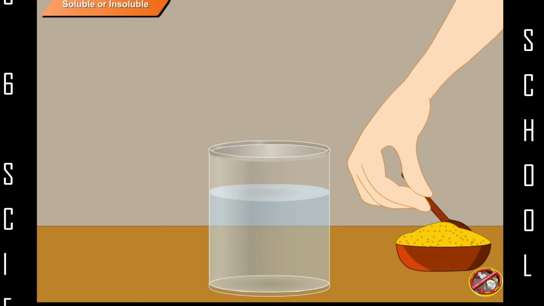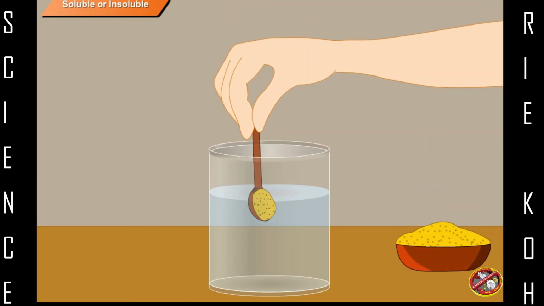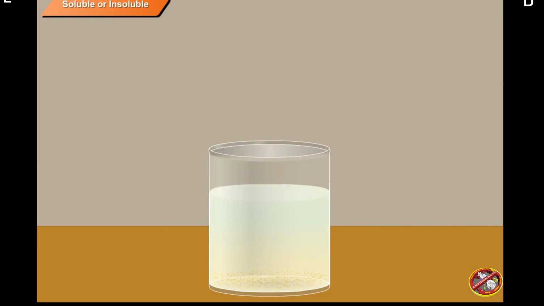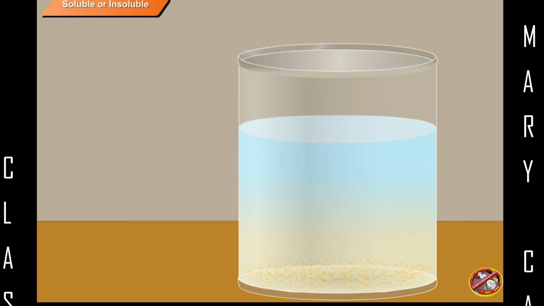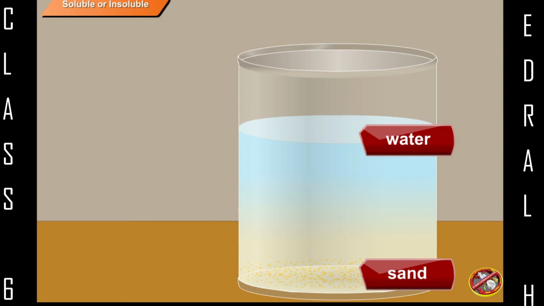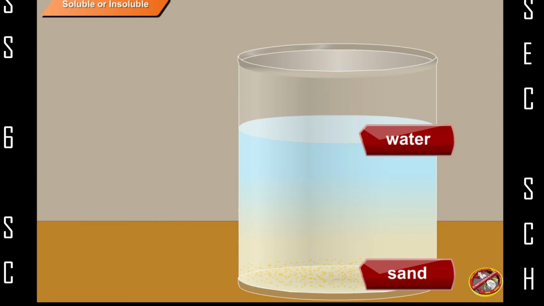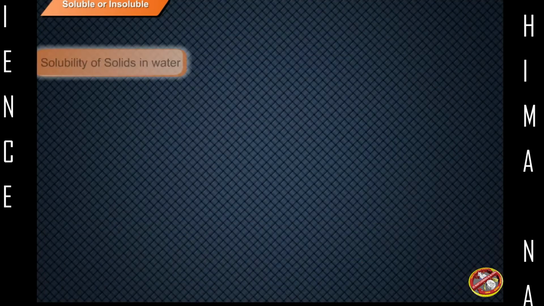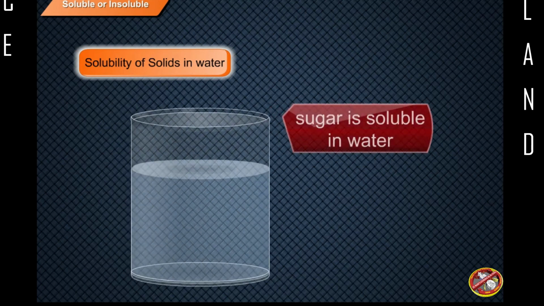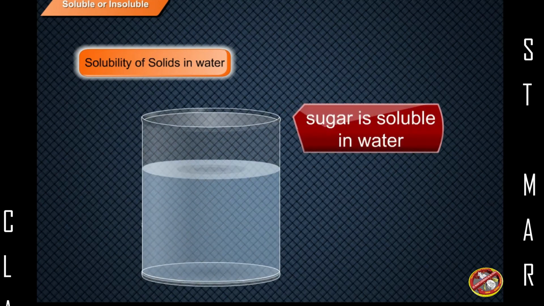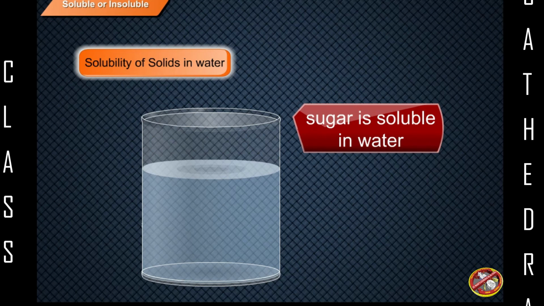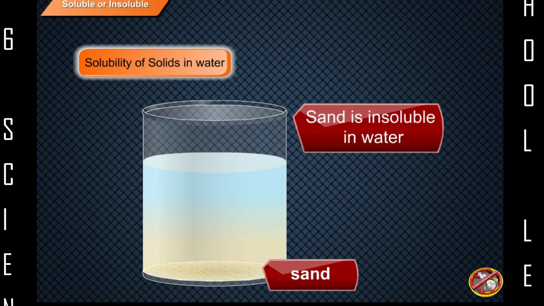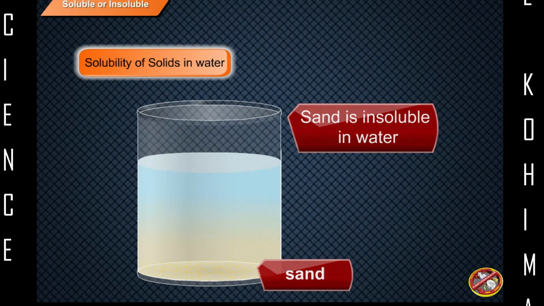Now, take another beaker and fill it half with water. Add half a spoonful of sand in it. Stir the contents with a spoon and observe it. We find that the sand settles down at the bottom of the beaker. The sand does not disappear in water. We can say that sand does not dissolve in water. Solubility of solids in water. Substances that dissolve when mixed with water are said to be soluble in water, whereas the substances that do not dissolve in or mix with water are insoluble in water.